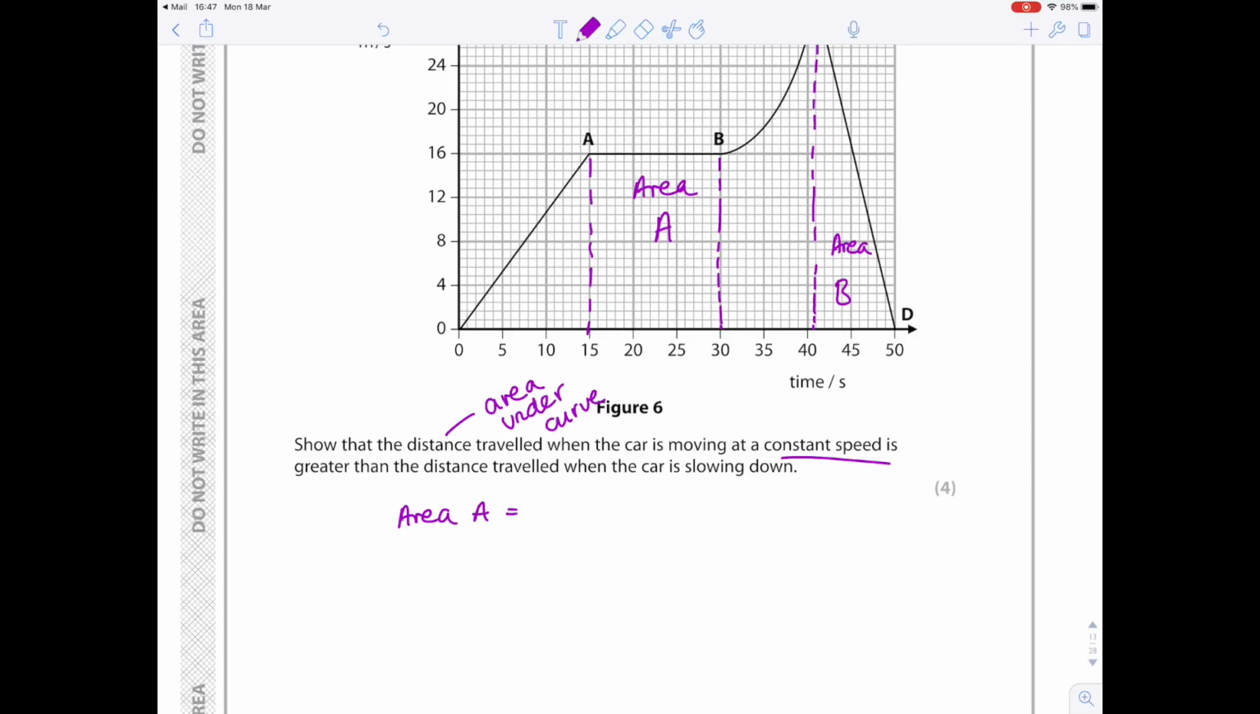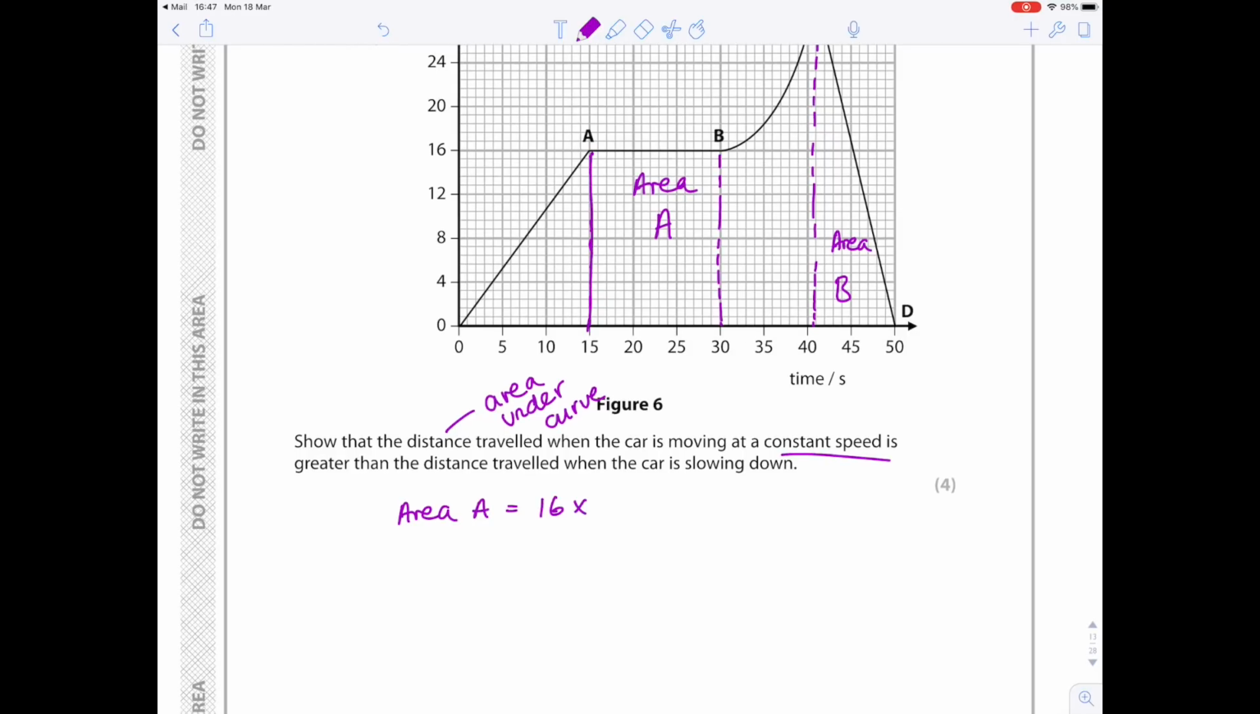It's just a block. So we're going to look at this value, which is 16, multiply it by this x value, which is 15. And once you've done that, you get a value which is 240 meters. So the car travelled 240 meters at constant speed. Let's now look at area B.